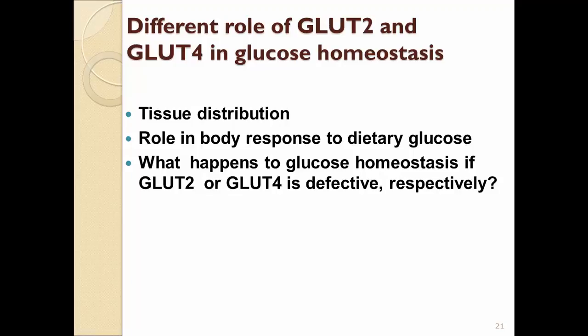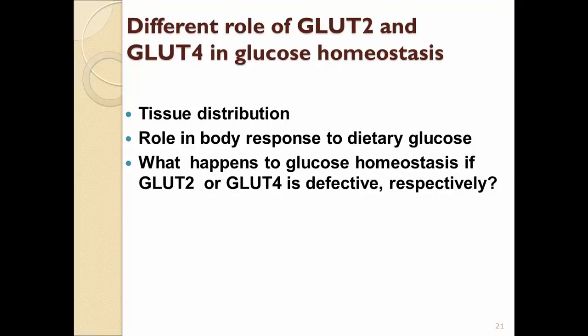Okay, so what happens to glucose homeostasis if GLUT2 or GLUT4 is defective? What happens to the blood glucose levels if GLUT2 is not functioning well? High, right? Because of what we just mentioned: GLUT2 transports glucose from circulation into the tissue. If GLUT2 doesn't work very well, then less glucose is transported into the tissue from the circulation, so a lot of glucose remains in the circulation.